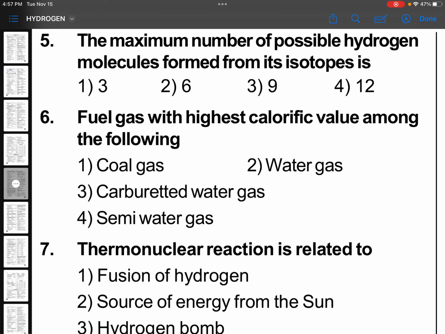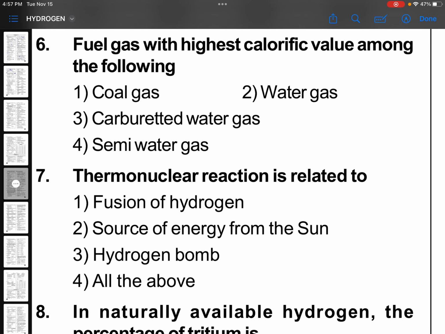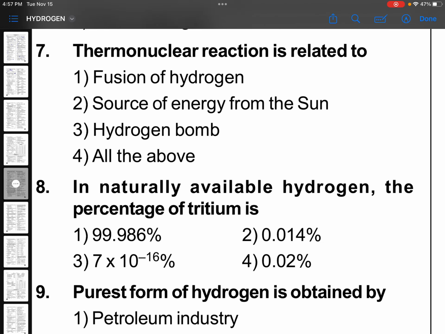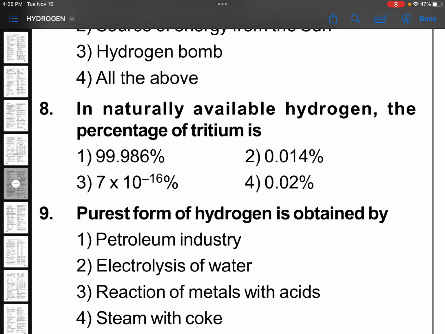Fuel gas with the highest calorific value among the following is. This is again memory based, that is coal gas. No need to worry much about this one. Thermonuclear reaction is related to. Thermonuclear means you are giving heat. Thermo means you are giving heat, then later it is functioning like nuclear reactions. Okay, so it is in hydrogen bomb. It is a source of hydrogen from the sun, fusion of hydrogen. Not related now. At present syllabus, it is not much important.